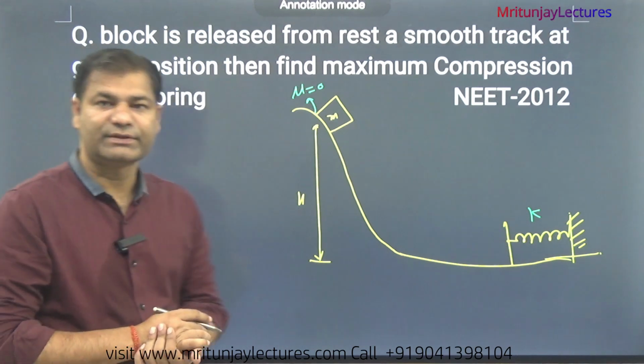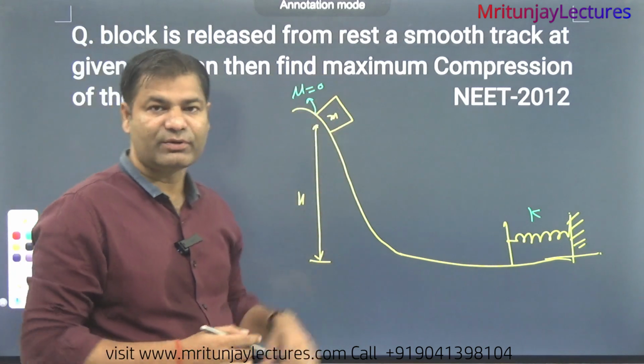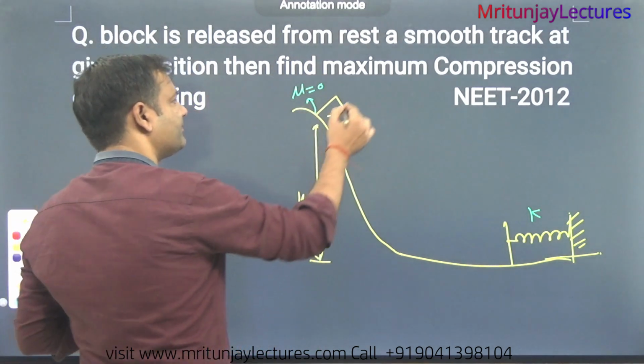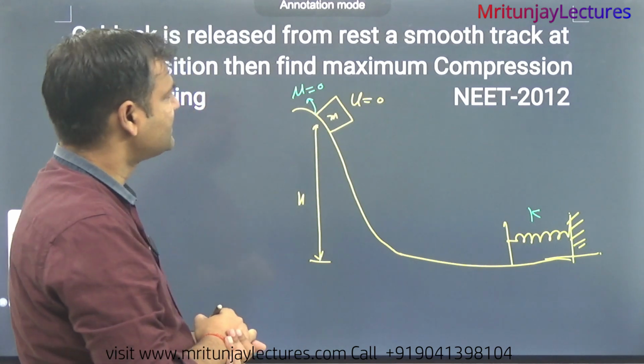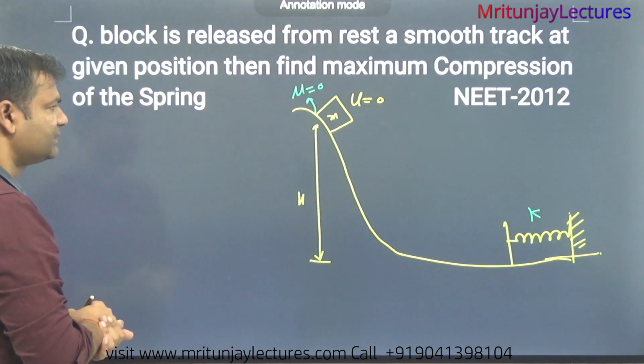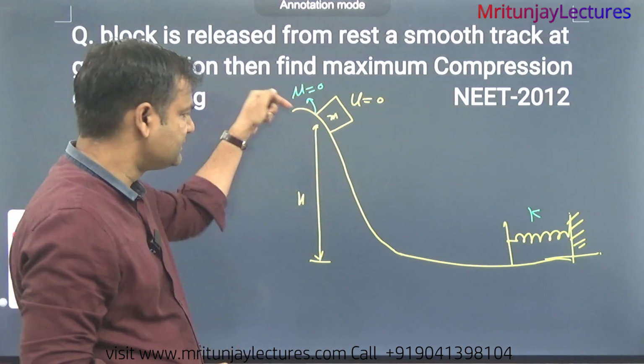Now, corresponding to the question, first of all, read the question. According to the question, a block is released from rest. This means the initial velocity u is 0. Clear? From rest on a smooth track at a given position. A smooth track means friction, mu, is 0.